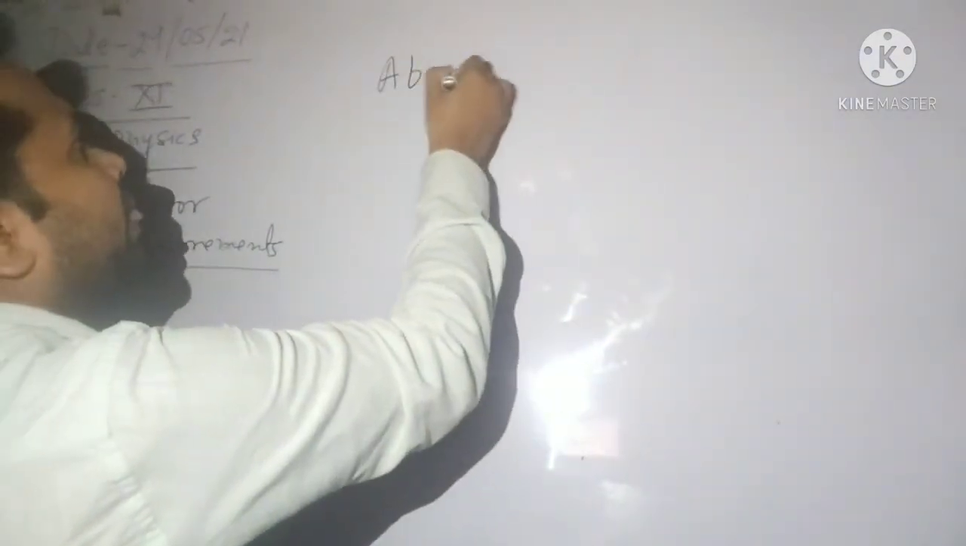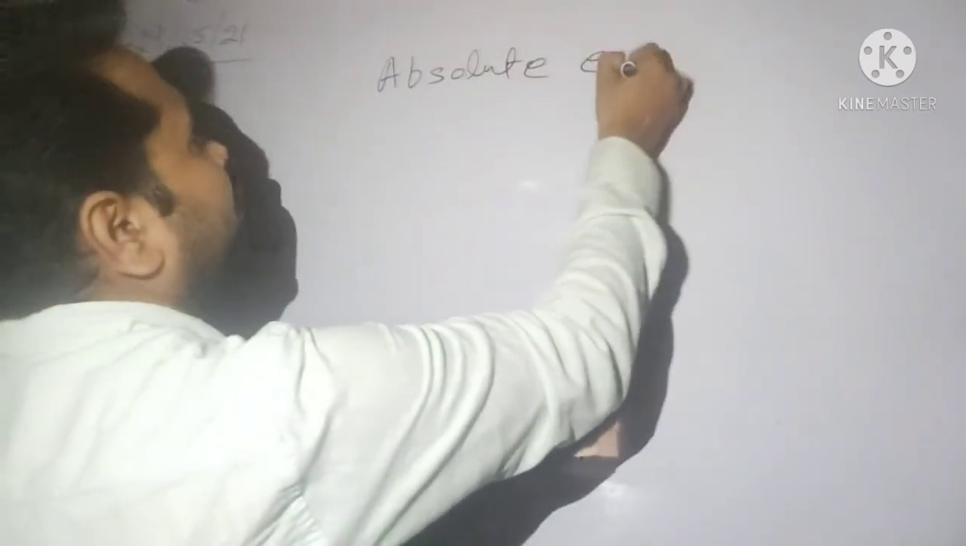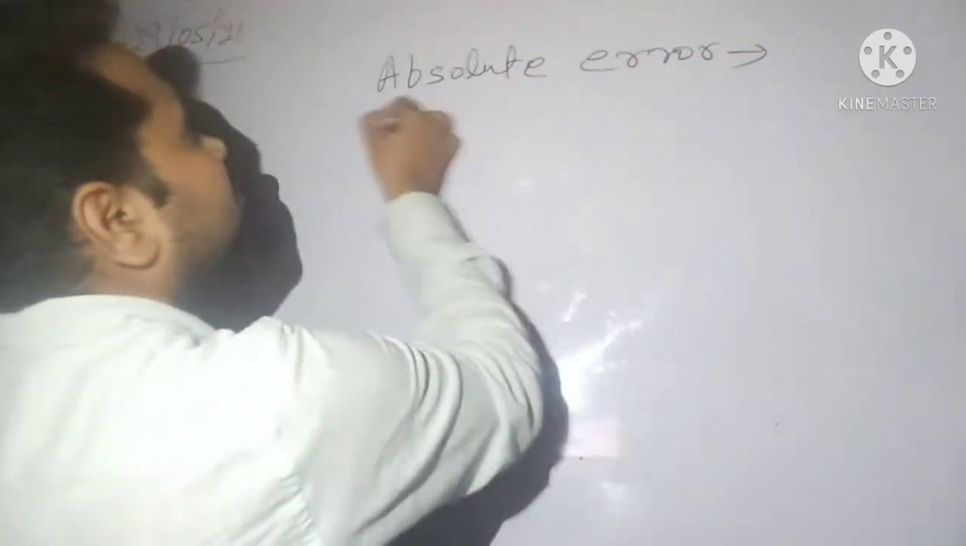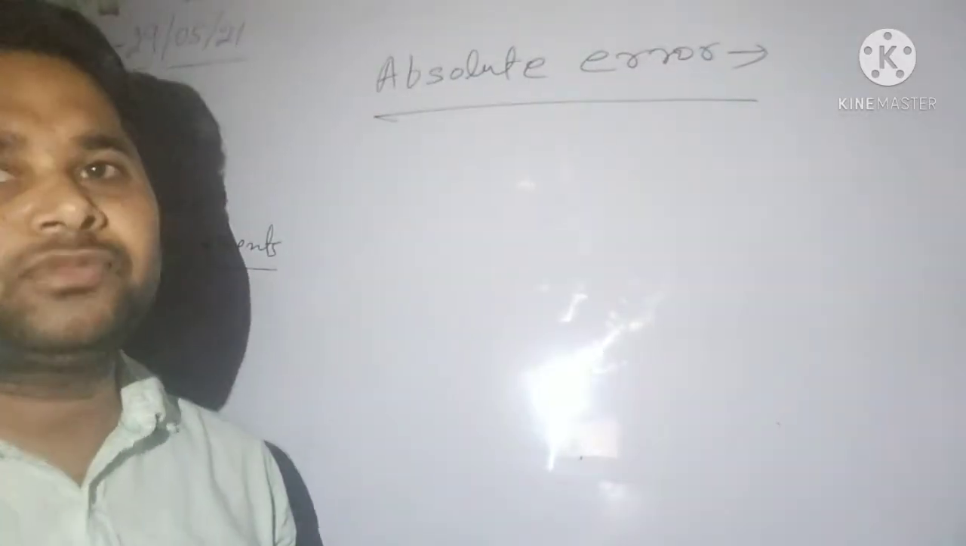Now see, some more types of error are there. Let's say, like, absolute error. Let's see what is absolute error.